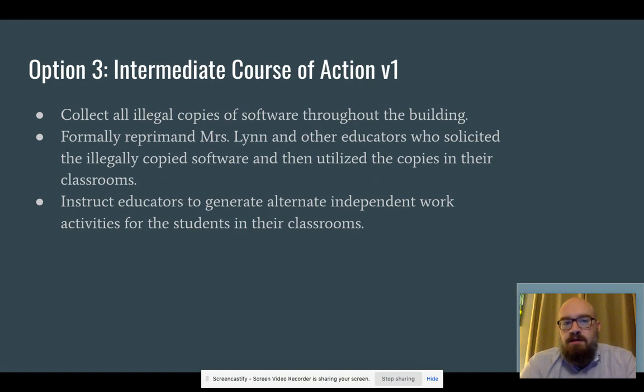Continue to collect all illegal copies of software throughout the building. Instead of firing, going ahead and formally reprimanding Mrs. Lynn and other educators who solicited the illegally copied software and are utilizing it. And then instruct educators to generate alternate independent activities for the students in their classrooms.